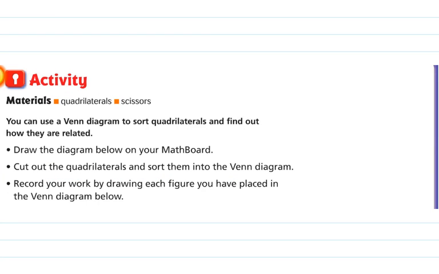Next, we're going to work on an activity. So what we'll need for this activity are our scissors and quadrilaterals. But for the sake of the video, I'm going to be drawing these figures in. So it says, you can use a Venn diagram to sort quadrilaterals to find out how they are related. It says, draw the diagram below on your math board. Cut out the quadrilaterals and sort them into the Venn diagram. Record your work by drawing each figure you have placed in the Venn diagram below.